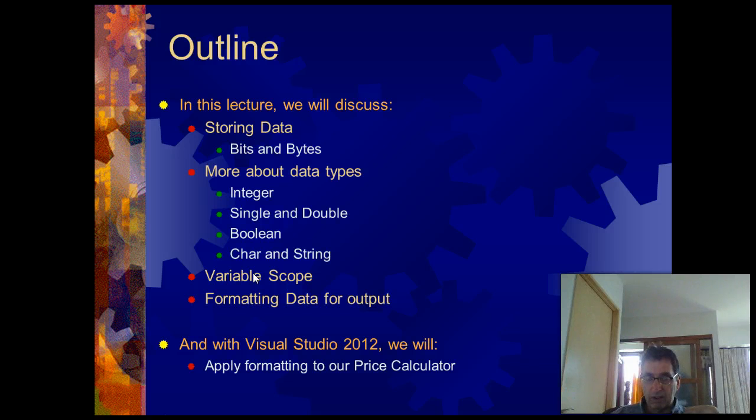We're also going to talk about variable scope, which means if you use a variable inside one button, can you use the same variable inside another button? Generally, the answer is no, but we'll talk about that. And we're talking about formatting data for output. We'll use Visual Studio to apply this formatting to our price calculator, which we had before.